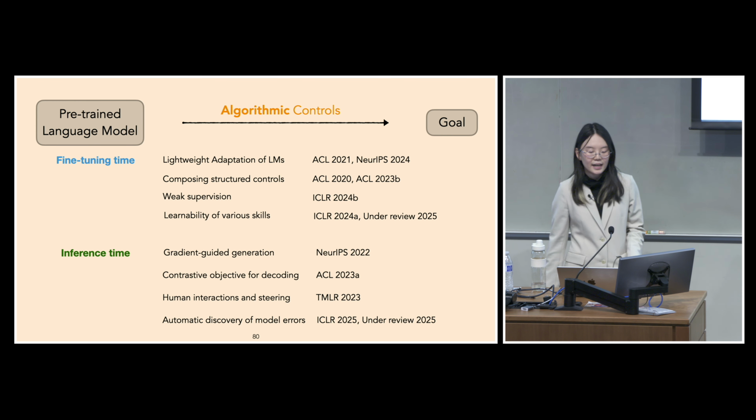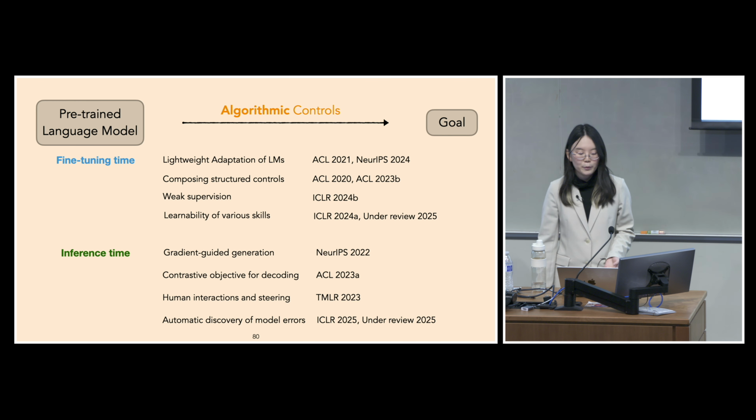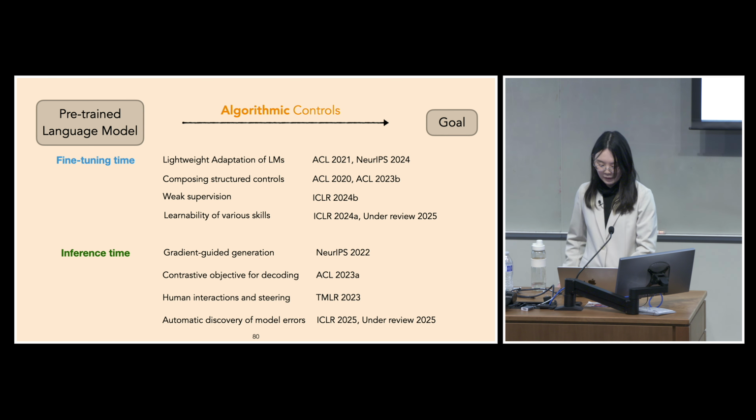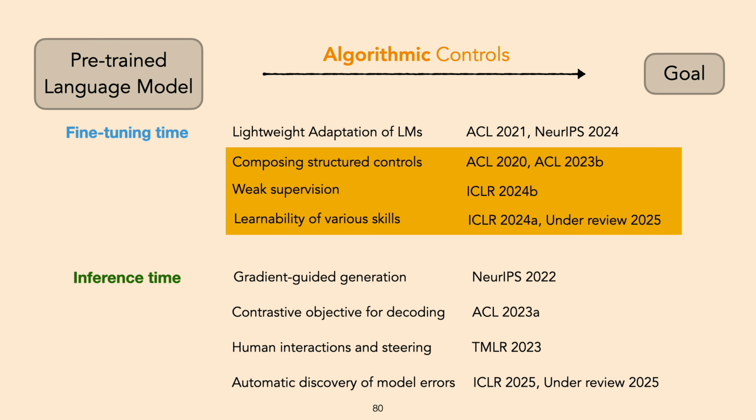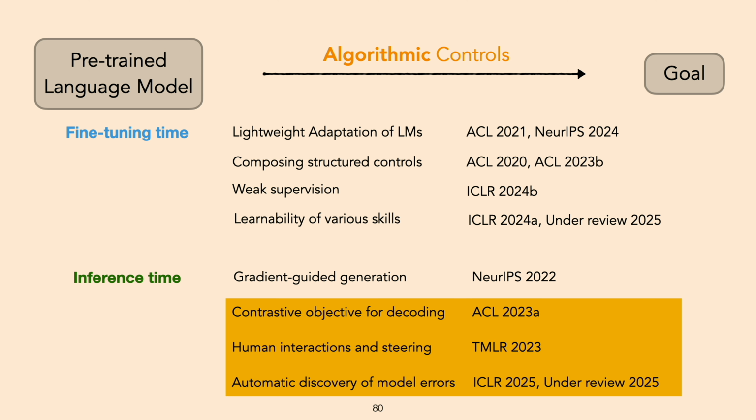So beyond the three aspects I discussed in this talk, I also contribute to the broader ecosystem of controls. For example, I've proposed algorithms to handle composition of different constraints, to leverage weak supervision to improve language model capabilities, and think about learnability of various skills at decoding time and at fine-tuning time. Also, I've introduced highly efficient decoding-time ideas, such as using a contrastive objective to boost the generation quality, studying human interaction with the language model for creative tasks, and also I've been rethinking the evaluation of language models beyond static benchmarks.